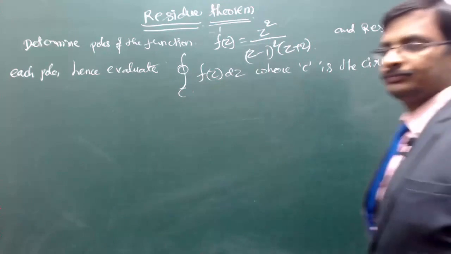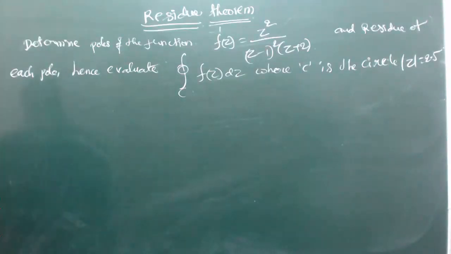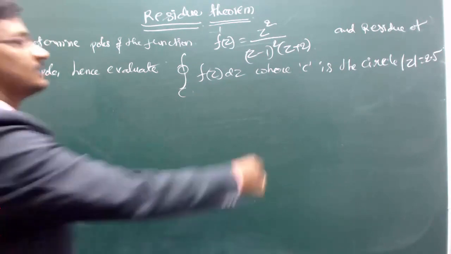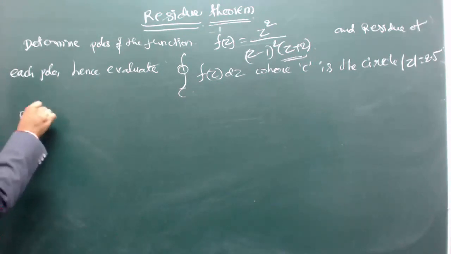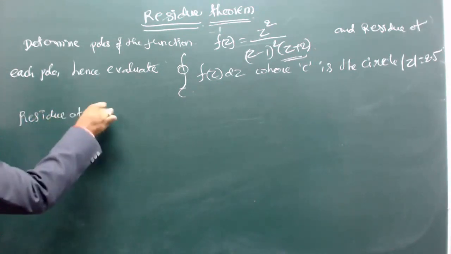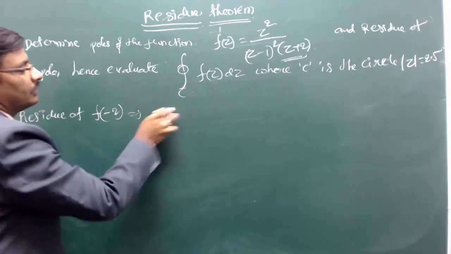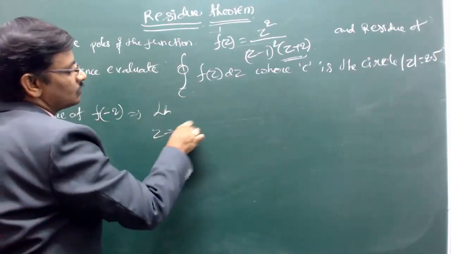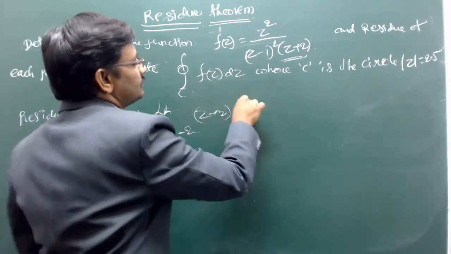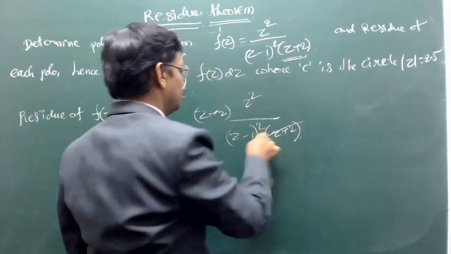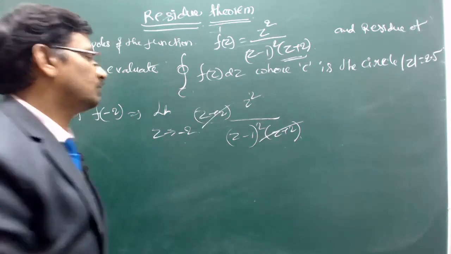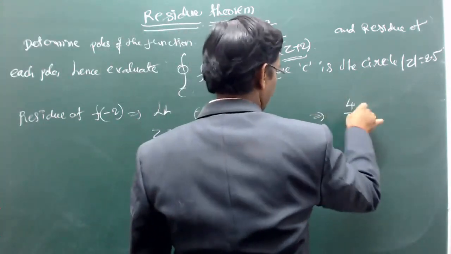Anybody got the answer? Yeah. So I think 4 by 9 and 5 by 9 are correct. So these are simple cases only. So this is a simple pole. So you can find out residue at f of minus 2, which is nothing but limit z tends to minus 2, (z plus 2) into z square divided by (z minus 1) whole square into (z plus 2). So these two will cancel out and z tends to minus 2. This is 4 divided by 9.